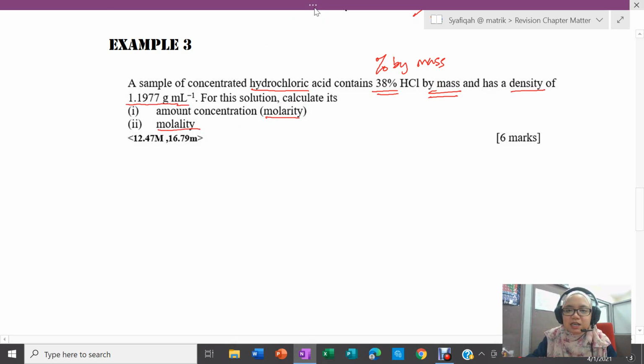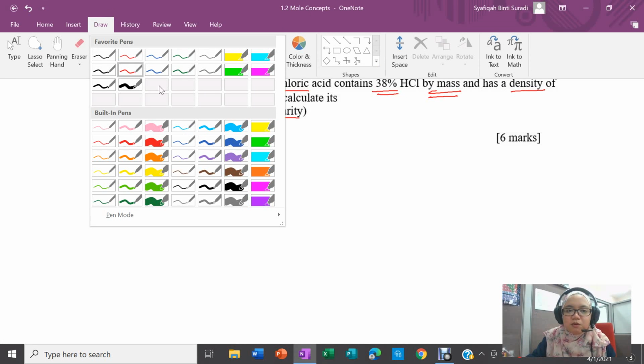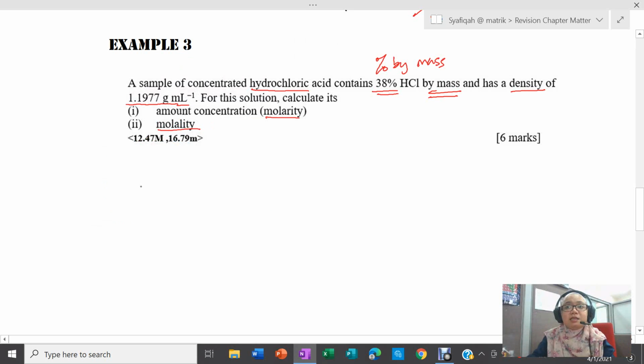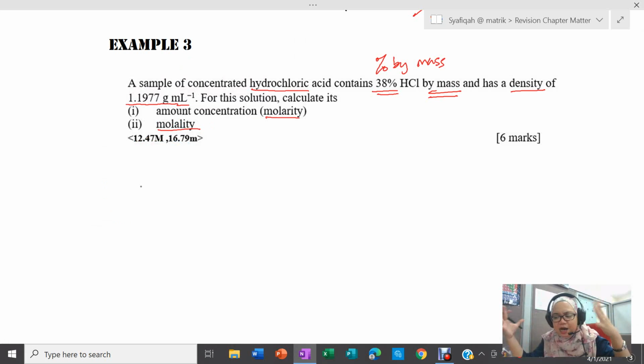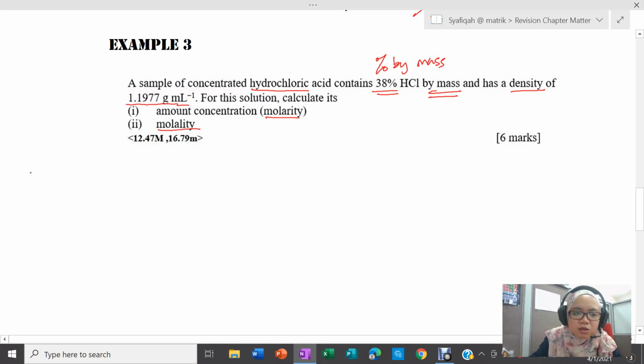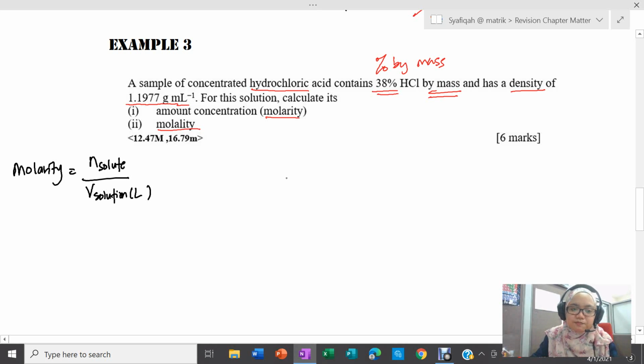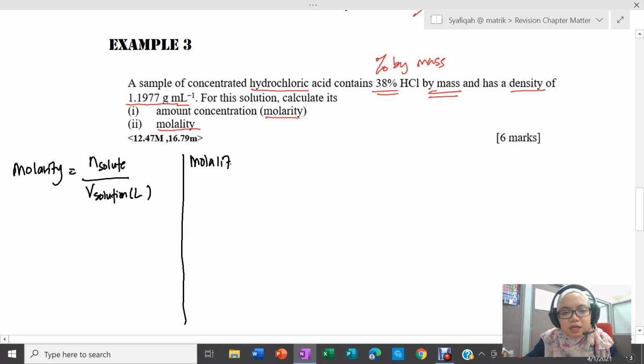Okay, macam yang Miss cakap tadi, apa first step yang awak kena buat? Okay, first step yang awak kena buat is list down the formula. Because if you list down the formula, you will get an idea. Idea apa yang awak kena cari untuk setiap tu kan. So, kat sini, molarity seperti yang awak tahu, awak kena tahu mole of solute divide dengan volume solution in liter. And untuk molality, you kena tahu number of mole of solute divide by mass of solvent in kg.